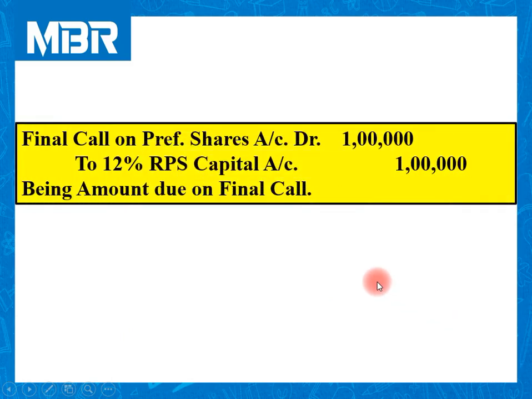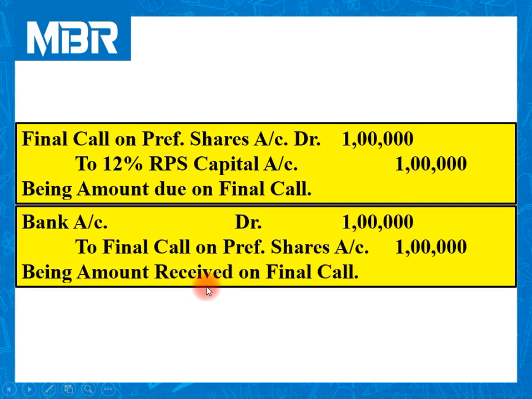Now make a call as per the requirement of journal entries. We can pass either one entry or two entries, but right now we are passing both entries in sequence. In the first entry, we have made a call: final call on preference account debited rupees 1 lakh to 12% RPS capital account, or RPS capital 1 account, 1 lakh. And in the second entry, we have received the amount from RPS holders on 12% RPS. With this, our first step comes to an end.